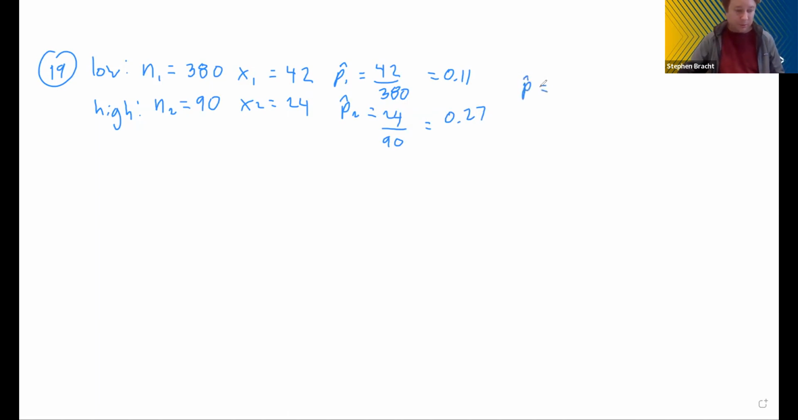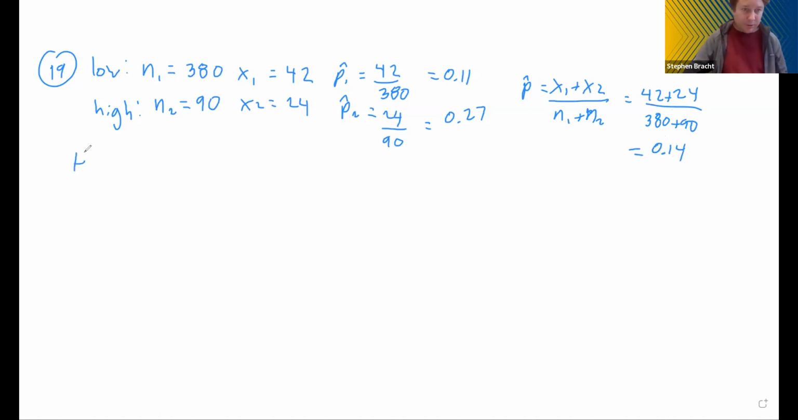I'm also just gonna need the pooled proportion as well. I'm just gonna calculate this over here. This is where you add up the X values and divide by the sum of the N values, okay? So that's 42 plus 24 divided by 380 plus 90, which is about 0.14.